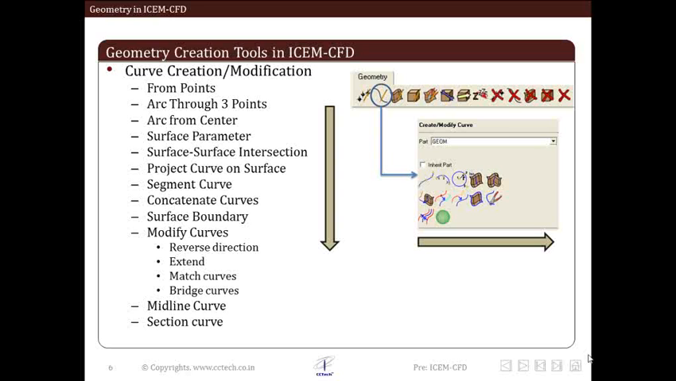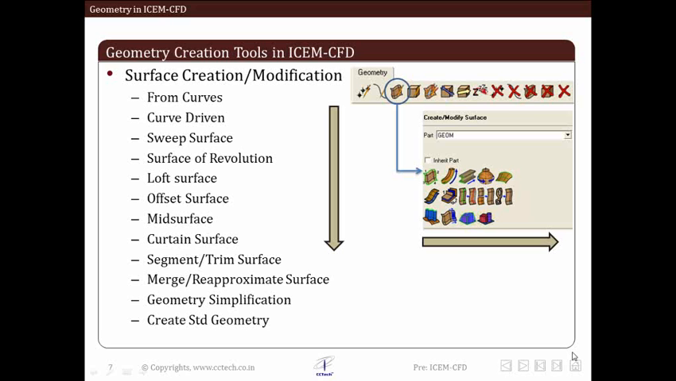We can also modify curves, that is reverse direction, extend them, match curves or bridge curves, midline curve and section curve. We will discuss all these methods in detail in the coming slides. Finally comes the highest geometry entity of ICEM CFD, that is surface creation. This is the third option in the Geometry tab as highlighted in the figure shown.